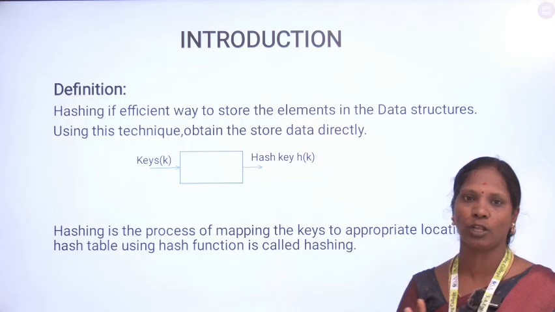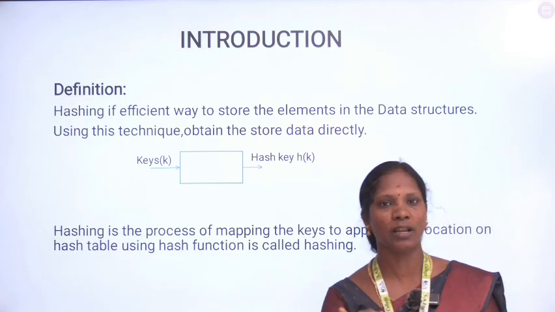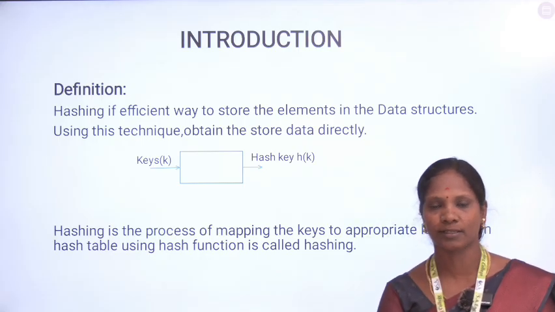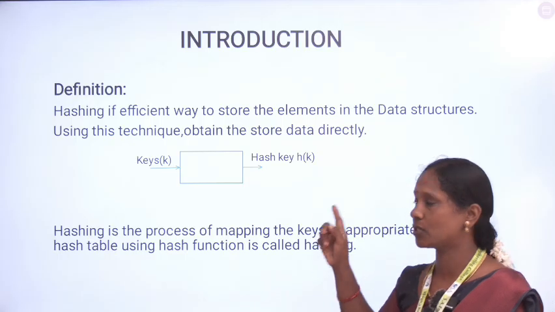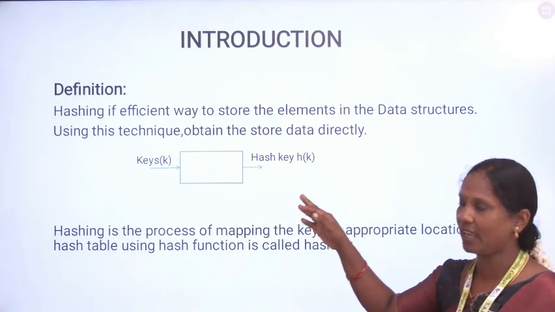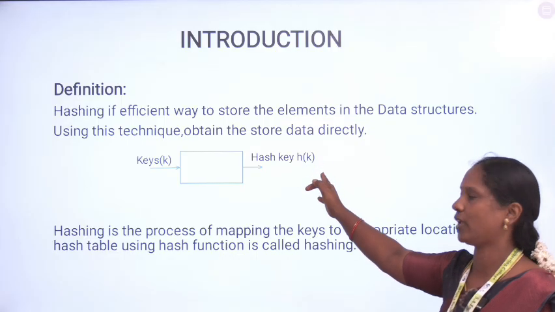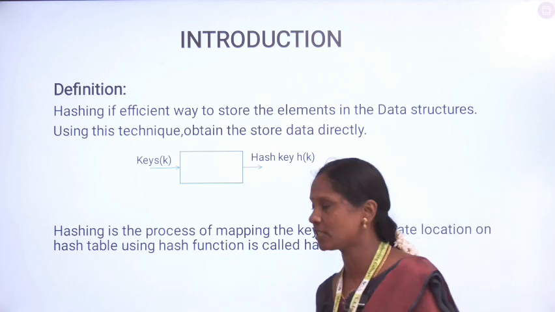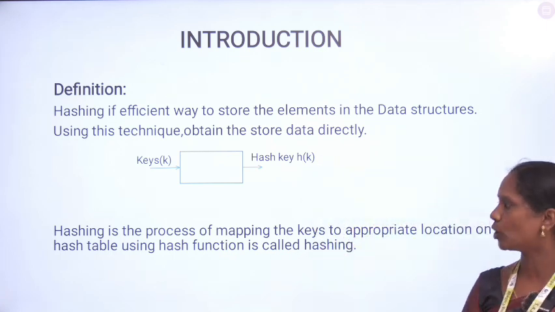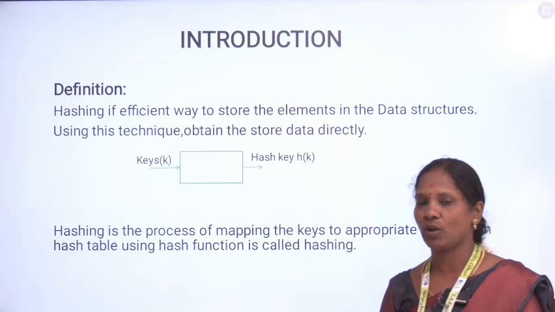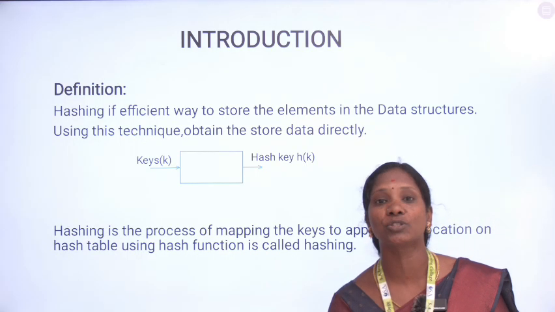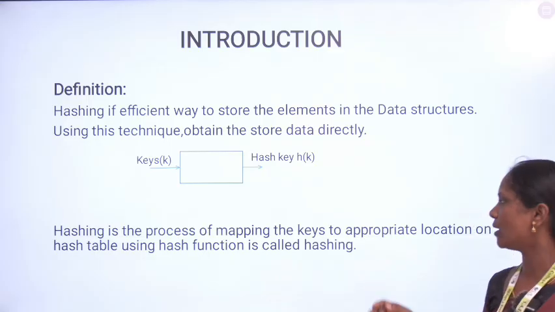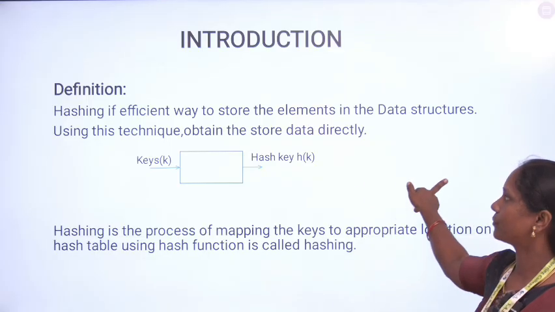So it has two types of keys. The one is a normal element or original key, that is the key, and then it is converted into a hash key. So the key is k and the hash key is h of k, and this process is mapping the keys to the appropriate location in a hash table. This hash table is used to store and retrieve the information, and this is also called hashing.